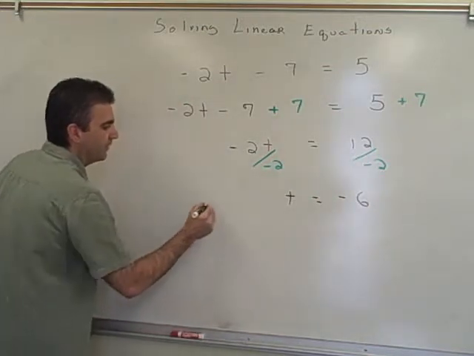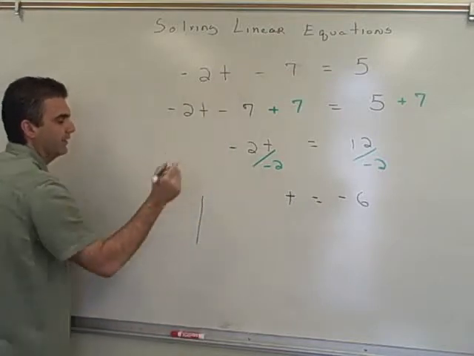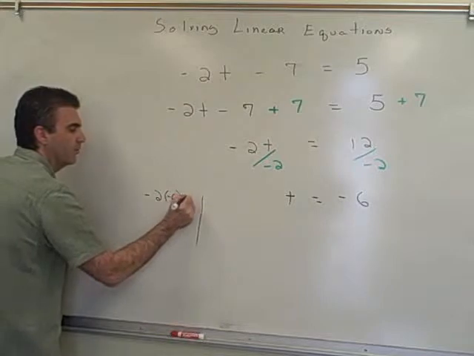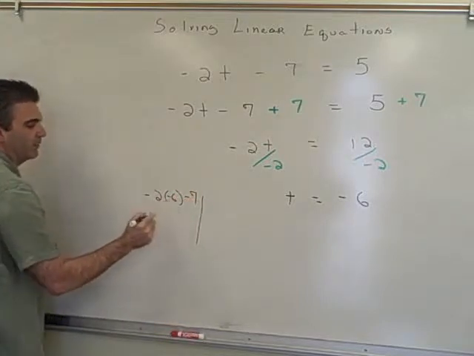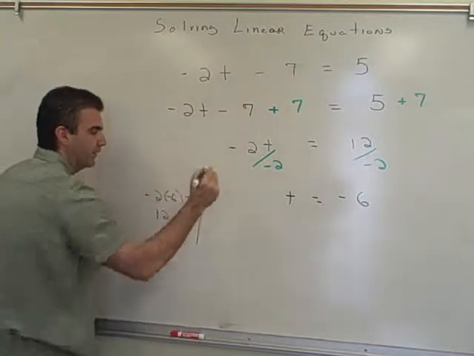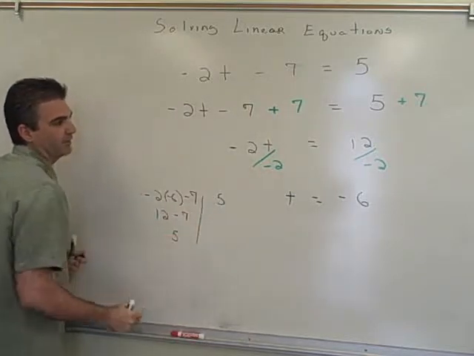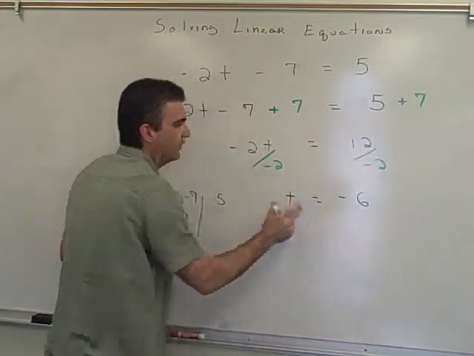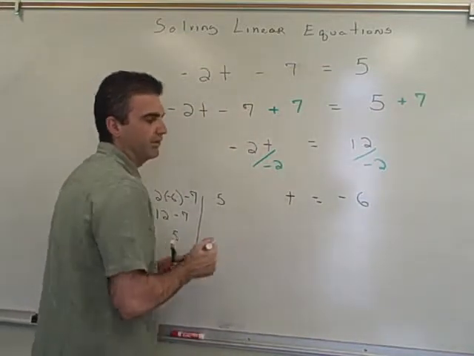We'll check it briefly. Put a negative 6 back in as the value of t. Negative 2 times negative 6 minus 7. Two negatives become a positive. 12 minus 7 is 5. And the other side is also 5, so it does balance. This time we applied the principle of equality twice. We first added 7 and then divided by negative 2 to isolate our variable t.